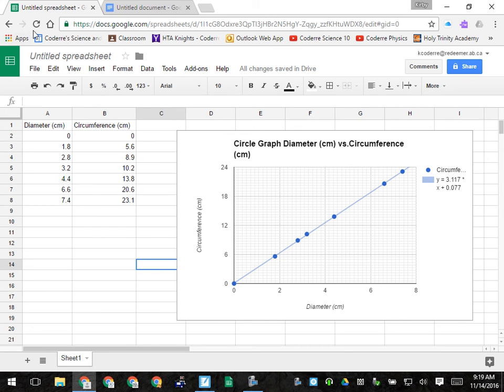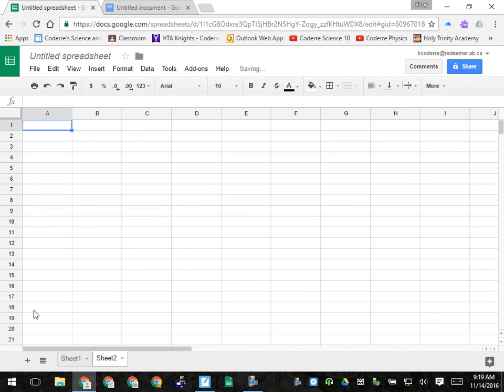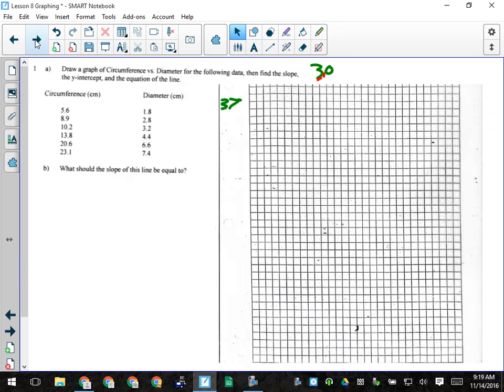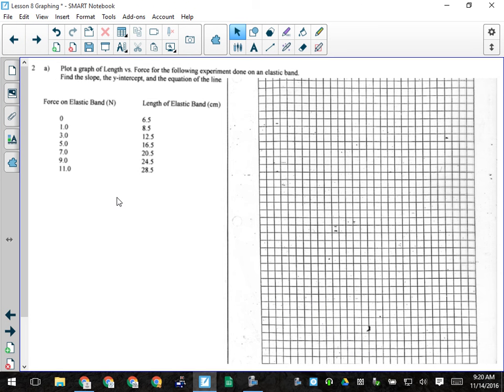All right, so here's what I want you guys to do. I want you to click on the plus sign down here at the bottom of the page where it says add sheet. A new sheet will appear, and I want you to build that graph. On this one, the length of the elastic band is the manipulated variable. You should do this column first, so it appears on which axis? The x-axis. So the length of the rubber band is the manipulated variable, and the force on the elastic band is the responding variable.